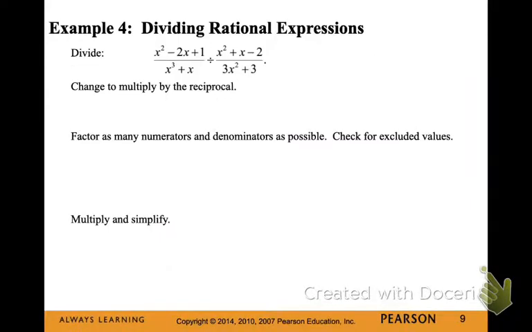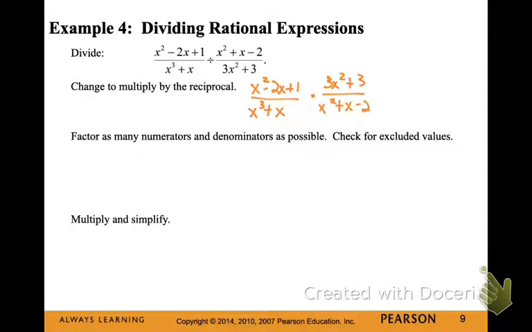So let's divide, in example 4, these rational expressions. Remember, the first thing is we're going to rewrite this as multiplication. So we keep our first expression over x cubed plus x. We change to multiplication of the reciprocal. See how we're flipping our second rational.